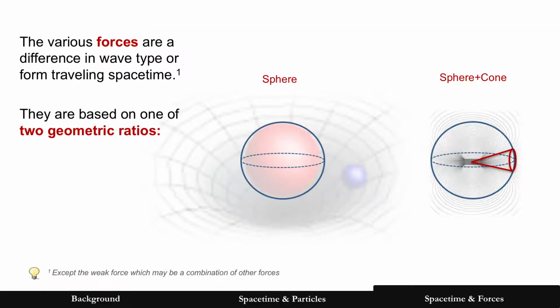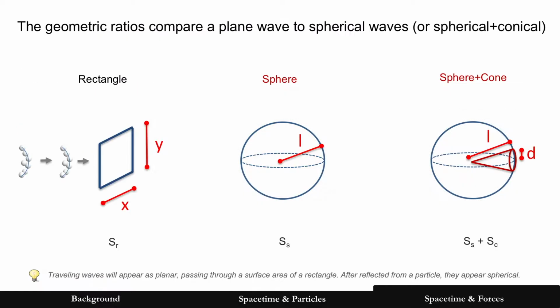Now, the various forces that we see are going to be described as a difference in wave type or wave form traveling in space-time. And they're going to be based on only 2 geometric ratios. One is a sphere, and one is a sphere plus cone. You can see the sphere plus cone is overlaid on top of the magnetism there, so we actually see this represented in magnets. Now, it's a geometric ratio because it's going to be compared to a plane wave versus spherical or spherical plus conical.